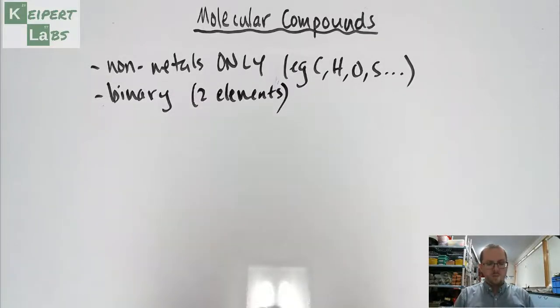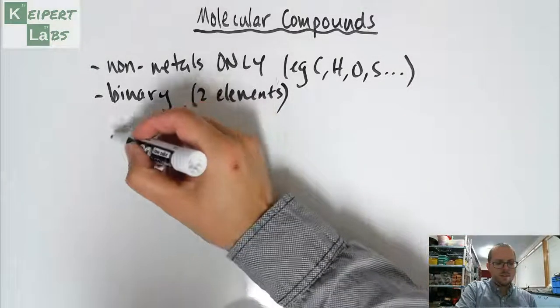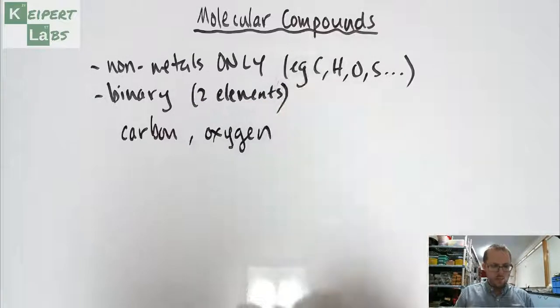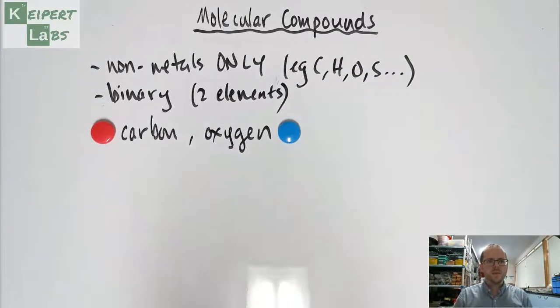We looked at the naming rules for ions and how ions would come together, but molecular compounds need some similar rules, and some that are slightly different as well. I'm going to illustrate a key idea here. Let's take the elements carbon and oxygen. I'm going to do carbon as red and oxygen as blue, using my magnetic dots here. Way back in Unit 3 we looked at this idea: there are two different ways that carbon and oxygen can come together to form a compound.